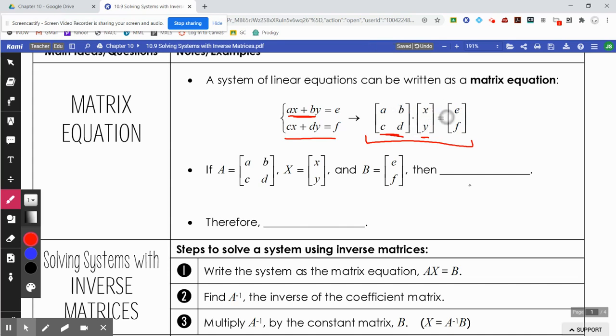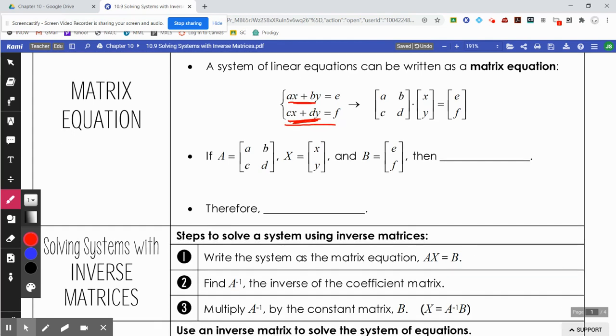There's your first equation. Your second equation, if you took this row and this column, cx plus dy, which is this, is equal to f. So therefore, we've just split this into a coefficient matrix times the column matrix there, xy, and then is equal to the column matrix ef. So if A is equal to the coefficient matrix, x equals this and b equals this, then we understand that this system up here is now written as Ax equals B.